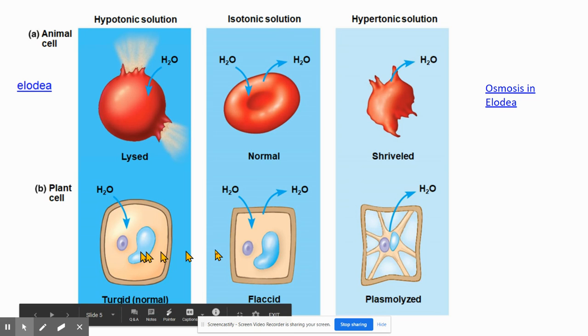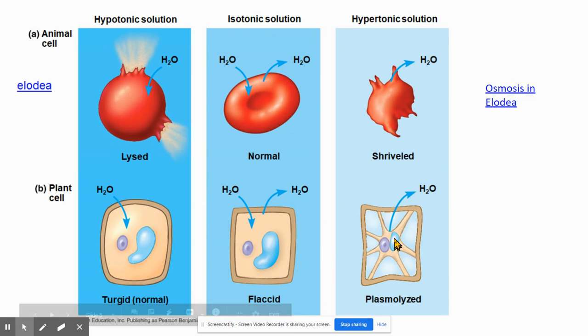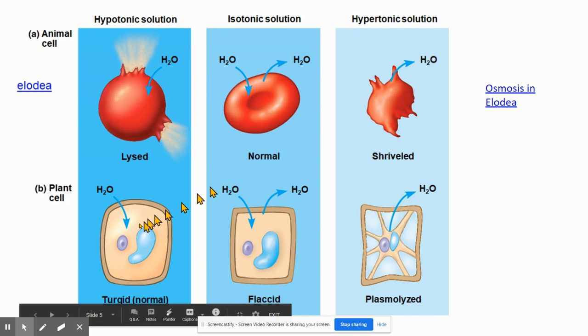So if you don't water a plant for a while, it's going to lose water in this vacuole, and eventually the plant cell will wilt and die. So this is an animal cell. This is a plant cell. Okay. So plant cells like it in a hypotonic solution. They like it in pure water.